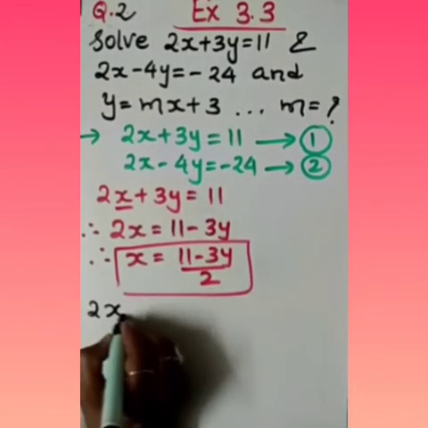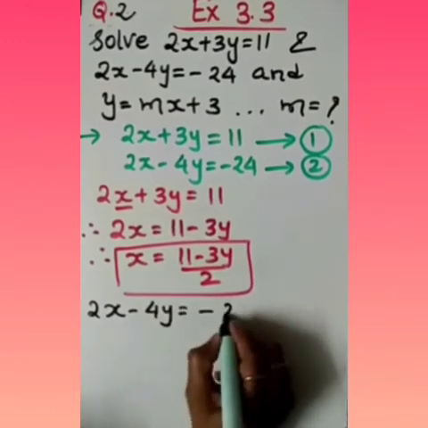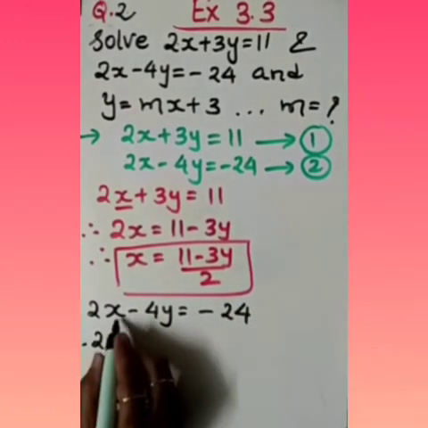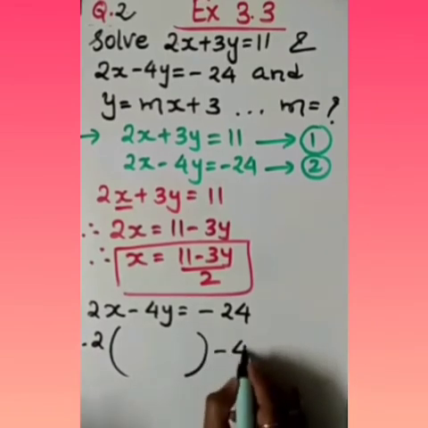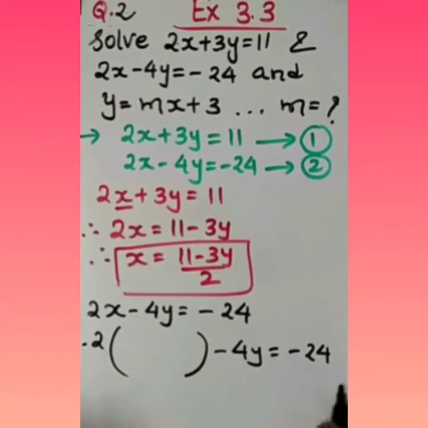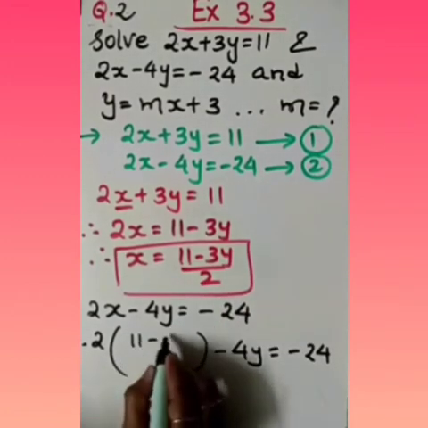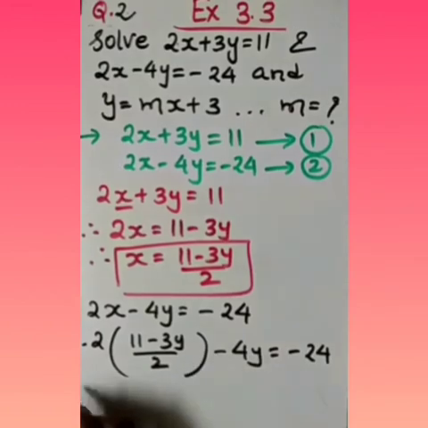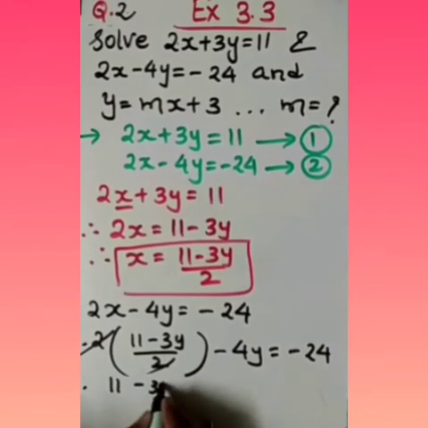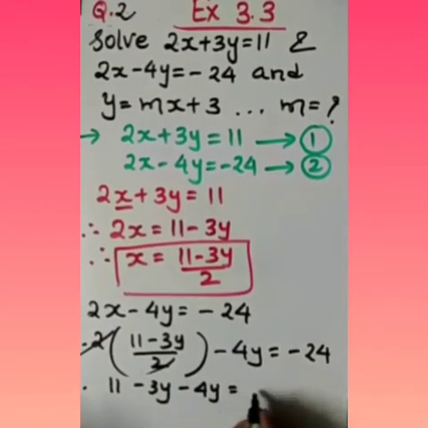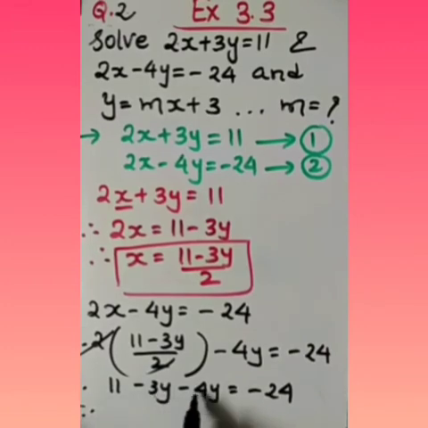So the equation 2 is this. Now substituting the value in place of x, the equation will become this. What is the value? (11 minus 3y) by 2. The 2 cancels. So 11 minus 3y minus 4y equal to minus 24. If this directly cancels, no need to take LCM and so on. So minus 3y minus 4y, these two give the result minus 7y.